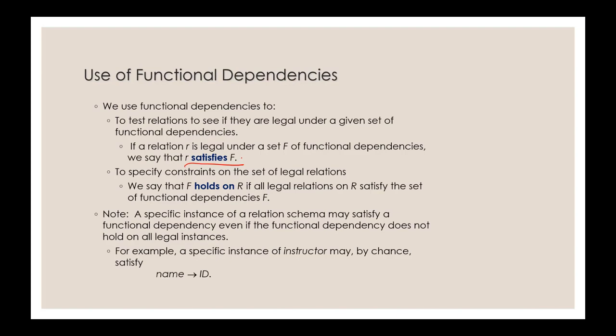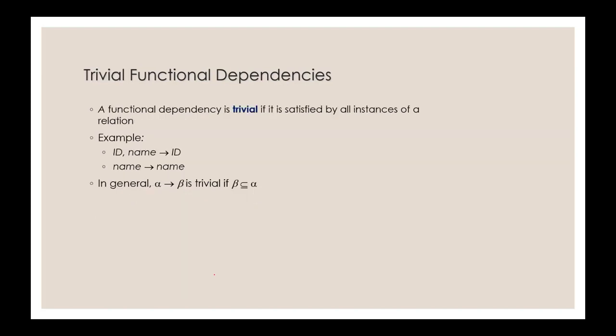For example, a specific instance of instructor may by chance satisfy name determines ID. If we know someone's ID and name, of course we can determine ID because we know the ID. If you know someone's name, of course you can get the name. So these are very trivial. You don't really need to put these. These are called trivial functional dependencies.